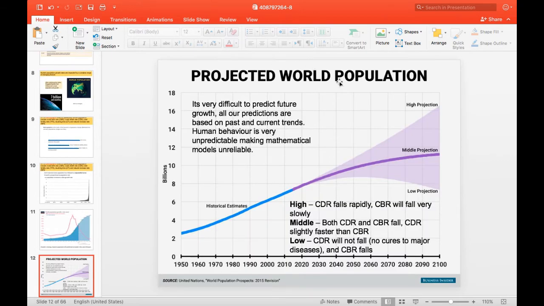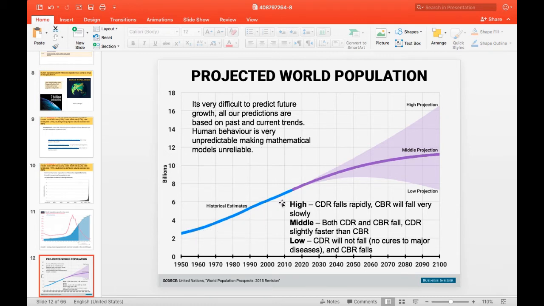So, projected world population. This is the title of this figure. It's very difficult to predict future growth. All our predictions are based on past and current trends, so it's very difficult to make a prediction about that. Human behavior is very unpredictable, making mathematical models unreliable. As I told you, now people don't want to have kids. That's the problem.